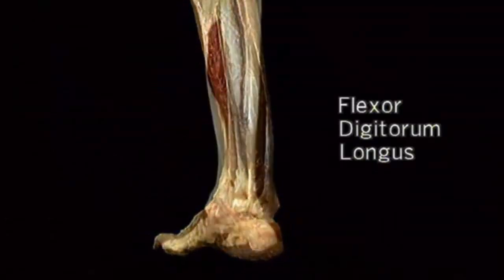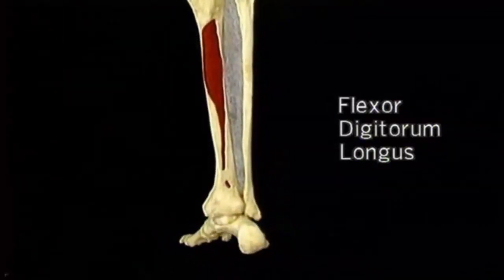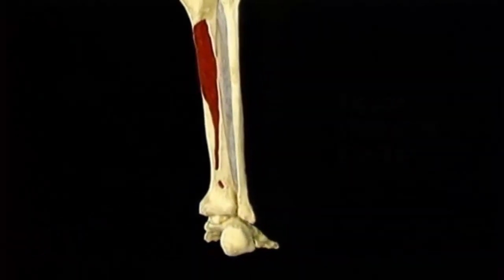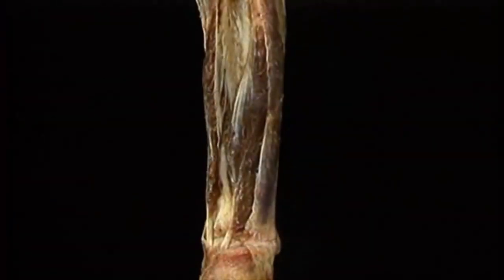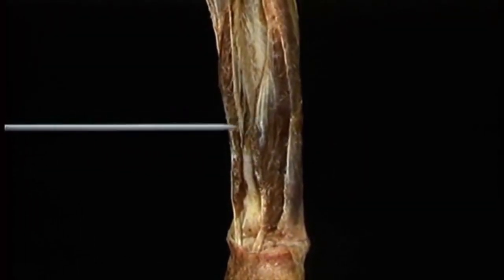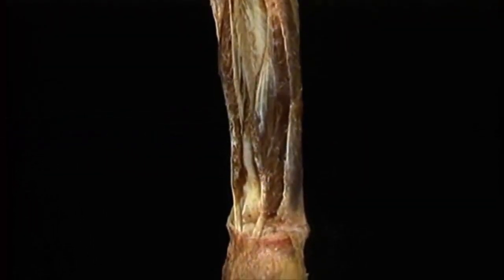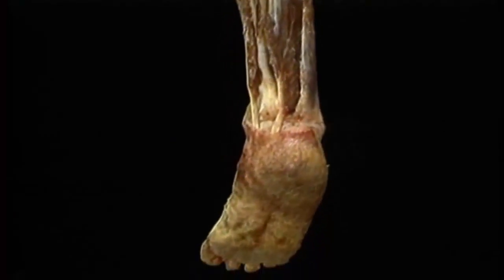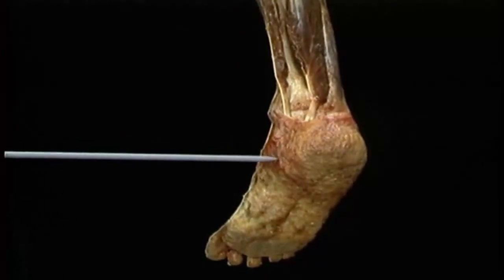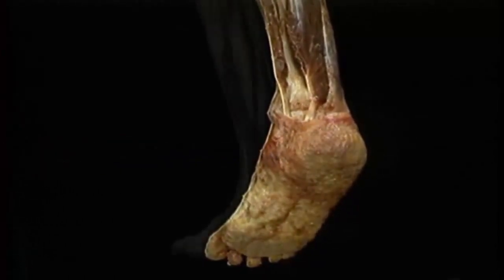Flexor digitorum longus arises from here on the back of the tibia. This gap is for the tendon of tibialis posterior. The relative position of these two muscles, this one for the big toe, this one for the four small toes, is the reverse of what you'd expect when you look at where they're going. As we'll see, their two tendons cross over just below the ankle.